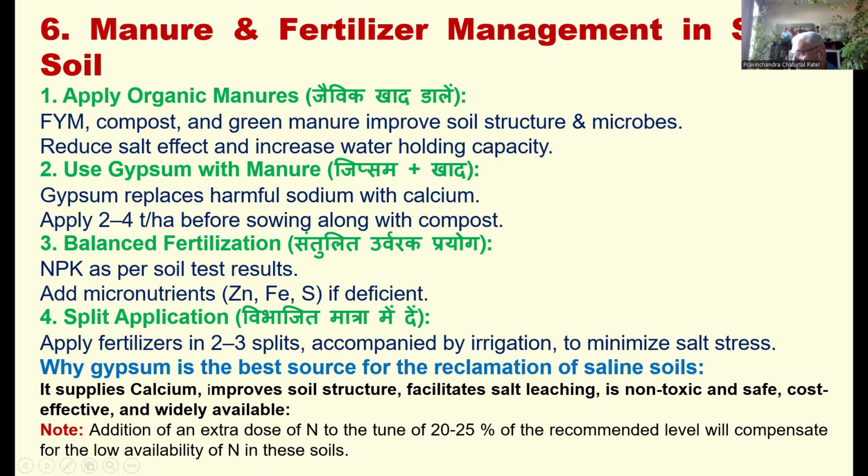So in saline soil, the pH is greater, and the microbial population is also low. So we have to apply 20 to 25% extra nitrogen of the recommended level. So the plant will compensate for the low availability of nitrogen in that soil.